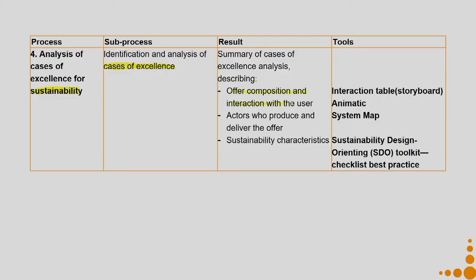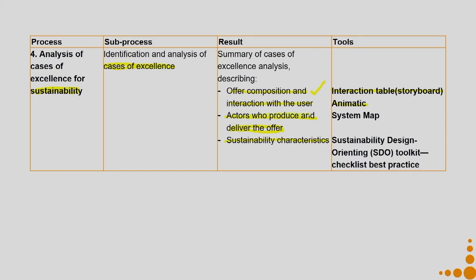First I will try to identify what is the offer composition and the interaction with the users of that particular offer, actors who produce and deliver the offer, and then we try to understand the sustainability characteristics. So how do we try to understand the first one, which is offer composition and interaction with the user? We make something called an interaction table or storyboard or animatic. In an animatic, what we try to do is create an audiovisual clip of the particular interaction or the particular offering which explains that. In case that is not a possibility, you can create an interaction storyboard. We will see what an interaction storyboard is.